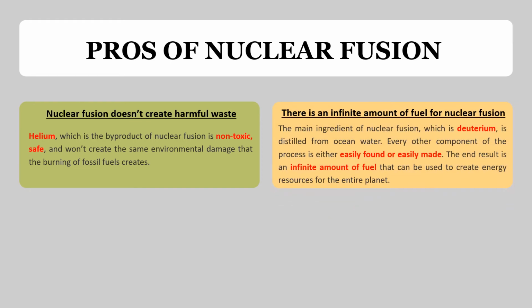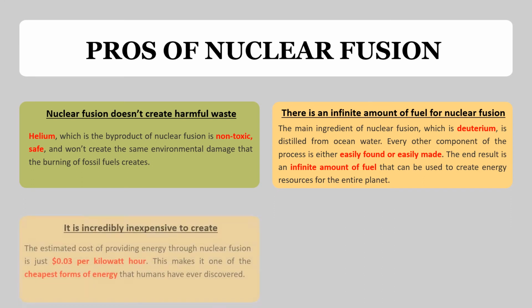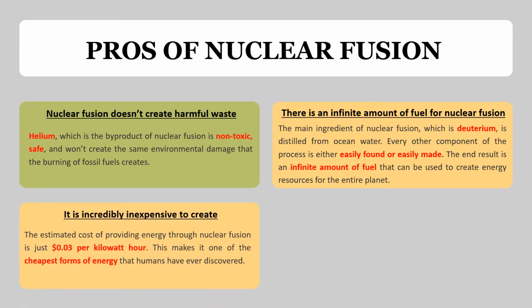The second one is there is an infinite amount of fuel for nuclear fusion. The main ingredient of nuclear fusion, which is deuterium, is distilled from ocean water. Every other component of the process is either easily found or easily made. The end result is an infinite amount of fuel that can be used to create energy resources for the entire planet. The third one is, it is incredibly inexpensive to create.